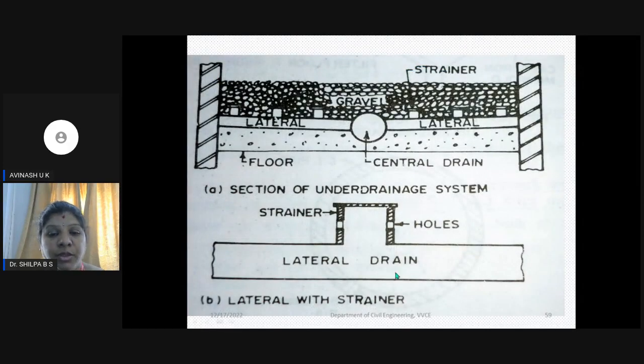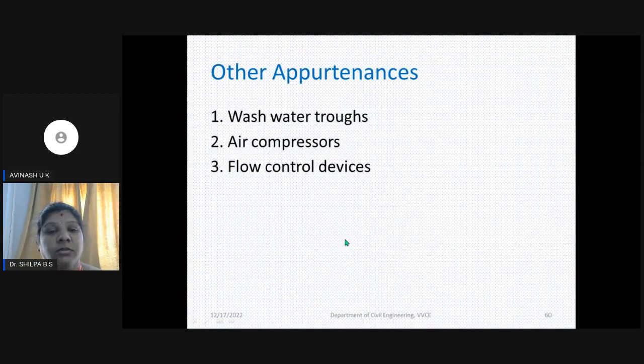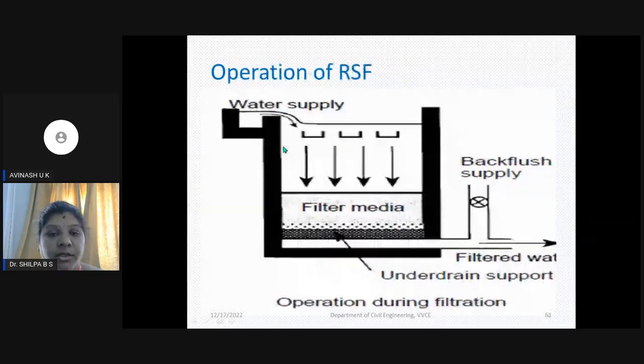This is the section of the under drainage shown here. These are the lateral drains and this is the central drain. Other appurtenances needed in this rapid sand filter are the wash water trough, air compressor, and flow control devices. The operation of this rapid sand filter is simple. From the inlet chamber, the water flows through the sand media, and in the under drainage system, the filtered water is collected and taken to the next treatment unit.